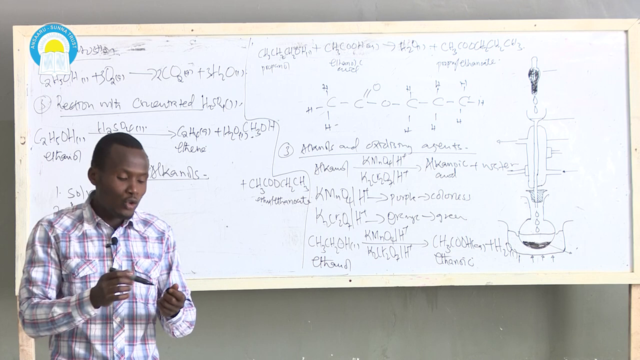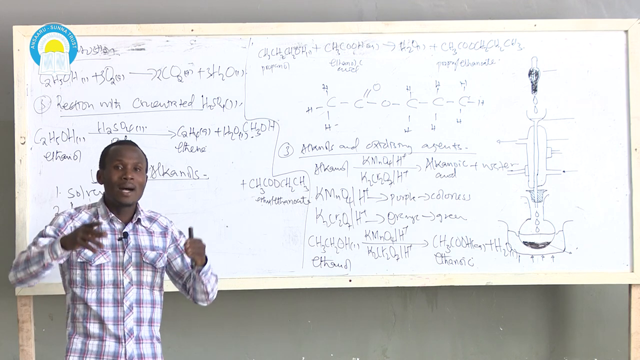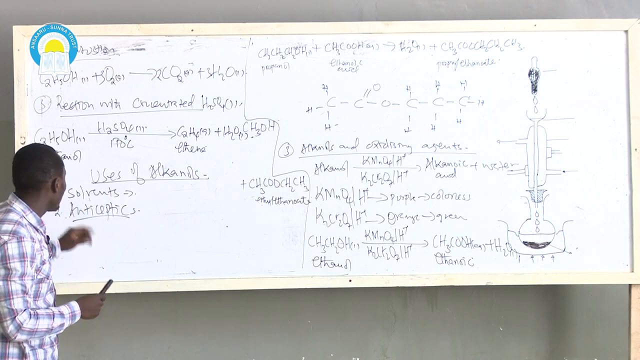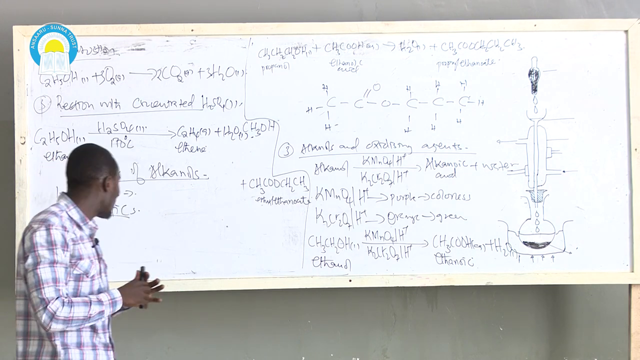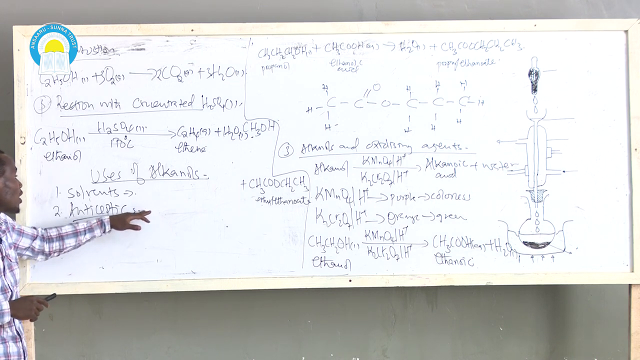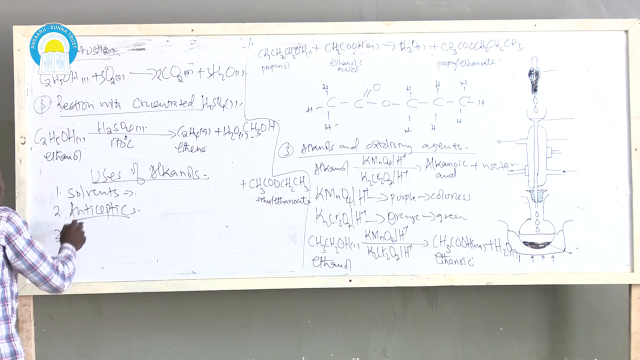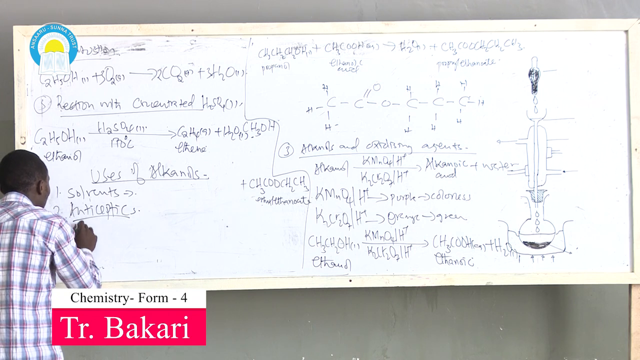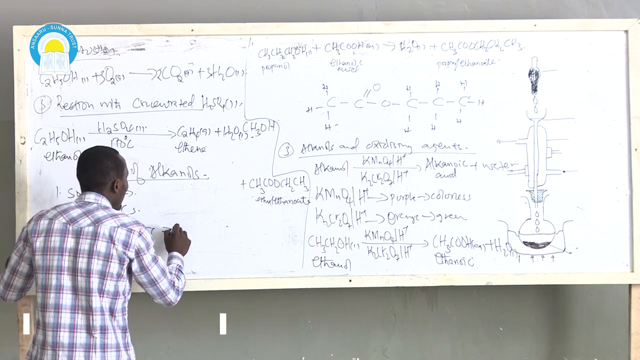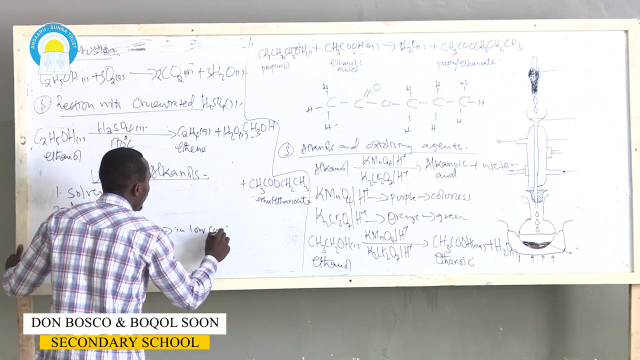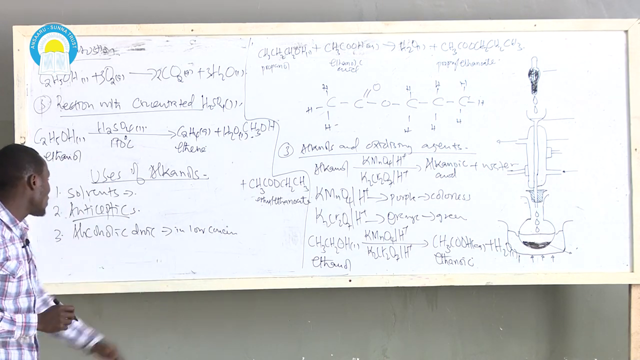For example, when you go to the kinyosis where we shave our hair, you will find those barbers use methanol after shaving, applying it on the places that have been shaved or where they have made a cut. That is to kill any pathogenic organism that might cause disease after the shaving. Then we also have the third use of alkanols: alcoholic drinks. This is only in low concentration, like ethanol.